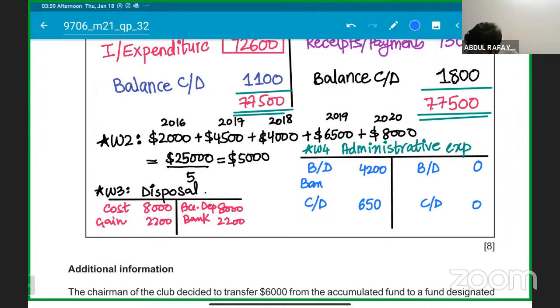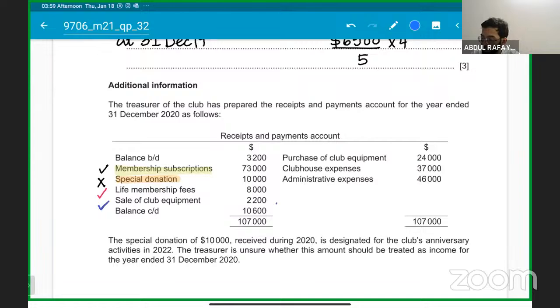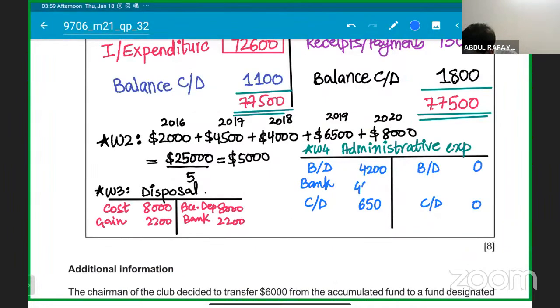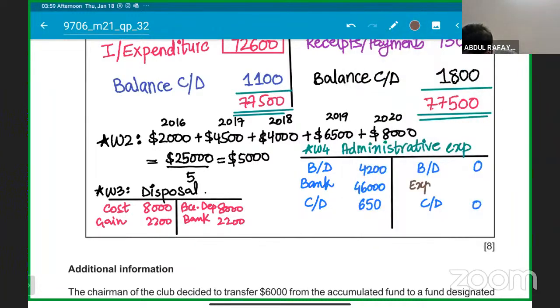Similarly, bank, that is how much you have paid for the expense, will come on the debit side, since this is 46,000 on the credit side of cash and bank. Everyone there with me getting it right? And you will get the income and expenditure account value. Understanding, students?